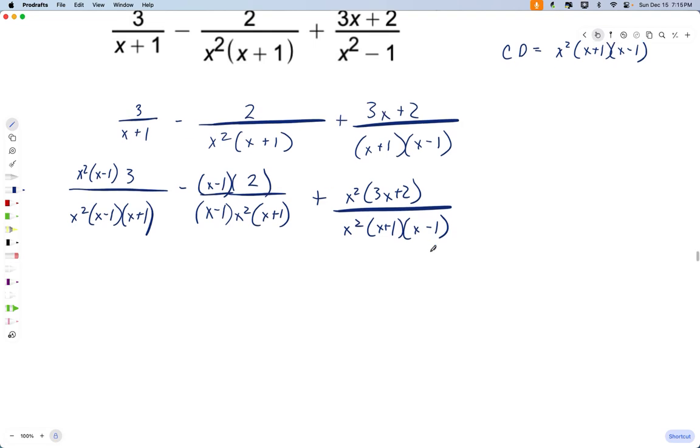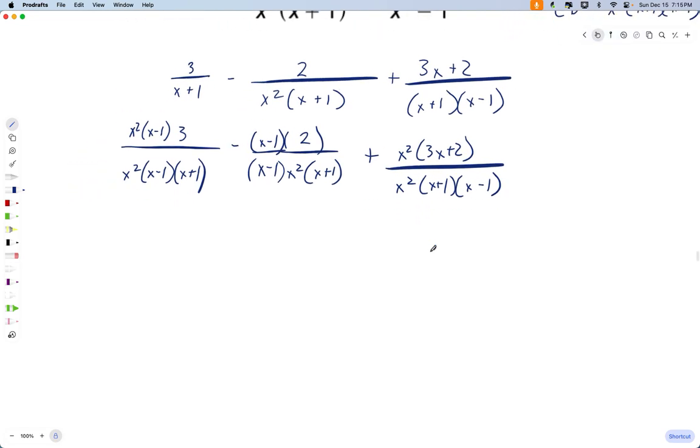All right, so now we're going to do a little bit of multiplication. So we'd have 3 times x squared times x, 3x cubed. 3 times x squared times negative 1 being negative 3x squared.